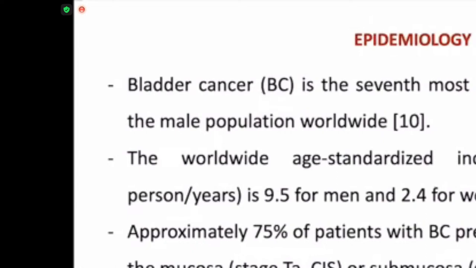Approximately 75% of patients with bladder cancer present with a disease confined to the mucosa, say Ta and CIS, or submucosa, say T1. In younger patients under 40 years old, this percentage is even higher.